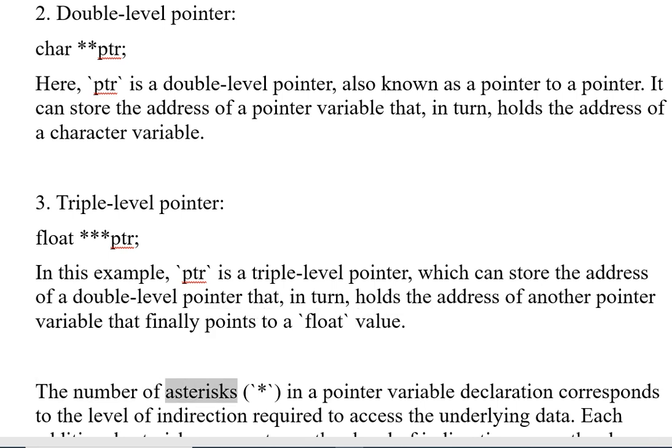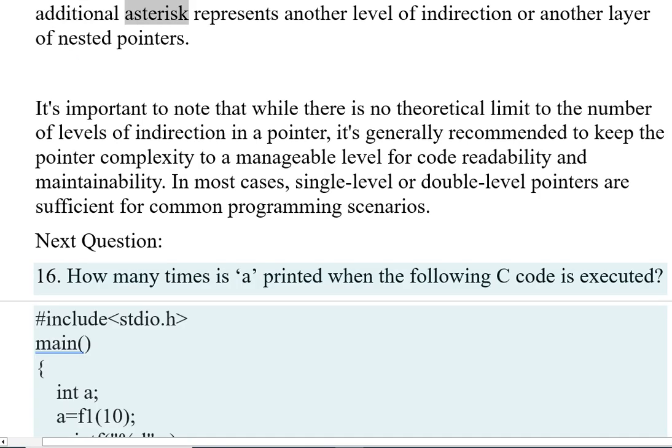The number of asterisks in a pointer variable declaration corresponds to the level of indirection required to access the underlying data. Each additional asterisk represents another level of indirection or another layer of nested pointers. It's important to note that while there is no theoretical limit to the number of levels of indirection in a pointer, it's generally recommended to keep the pointer complexity to a manageable level for code readability and maintainability. In most cases, single-level or double-level pointers are sufficient for common programming scenarios.